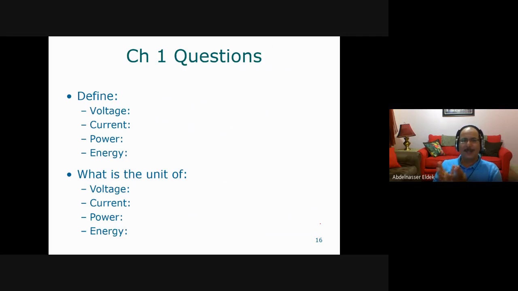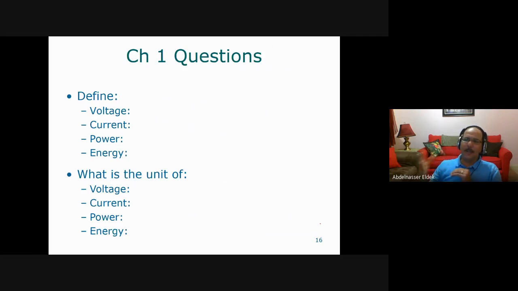What is the current? The current is the time rate change of charge, or you can say, moving charges. Power is the time rate change of energy. And what's energy? It is the ability or capacity to do work. What is the unit? The unit for voltage is volts. Current is in ampere. Power is in watts. And energy is in joules.